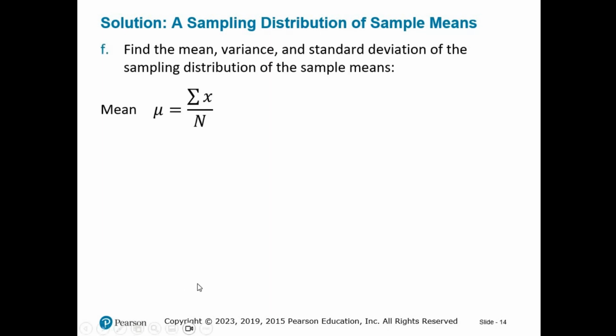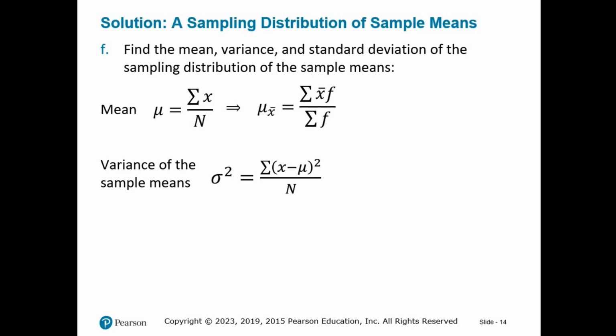So for the mean, the difference is that the numerator will be the sum of all the means, or x bars, multiplied by the frequencies, and the denominator will be the sum of all the frequencies instead of the population total, or n. To show that the properties are true at this point, you need to verify that the mean, or mu sub x bar, is equal to mu for the population. The variance adds one more step.